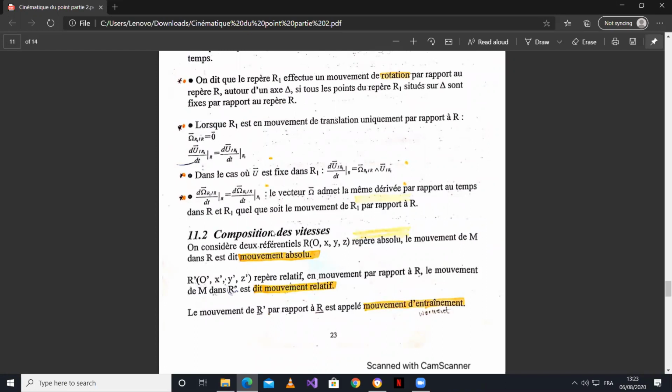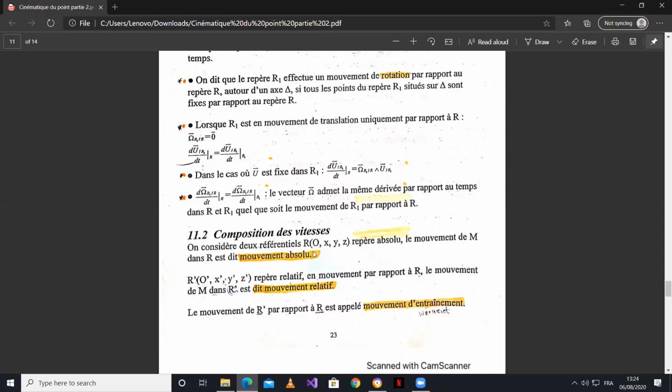So, composition de vitesse. We are almost done. Composition de vitesse. On considère deux référentiels R, O, X, Y, Z, repère absolu. The one that's fixed, we call it un repère absolu. Le mouvement de M dans R est dit mouvement absolu. It's like the entire movement.